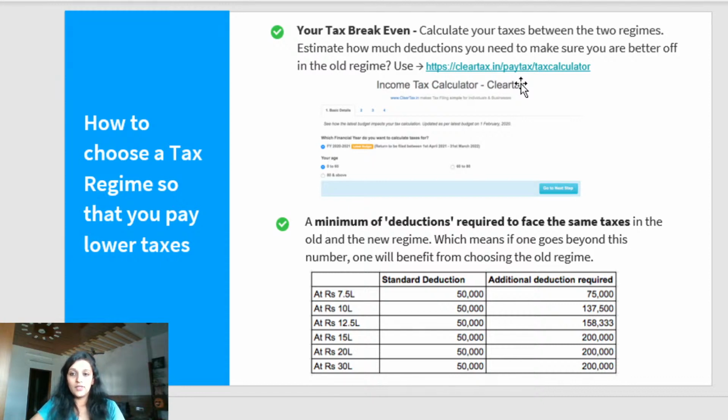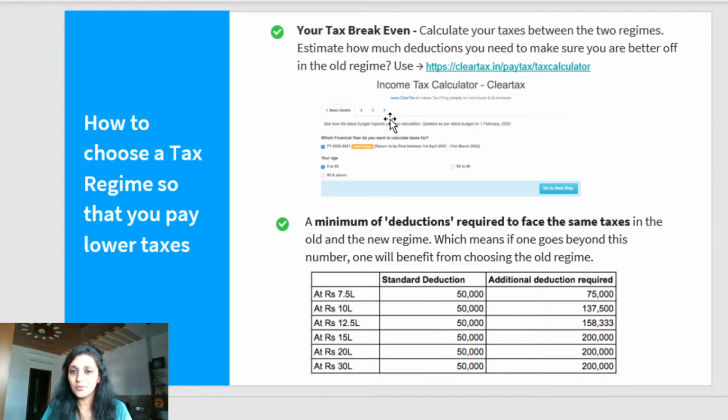When you open this link, you will see this kind of page. You have to select what age group you are falling into, then go on to the next step. In the second point, you fill in whatever salary income you have, or other sources of income, in the respective columns. Then in the third point, whatever deductions you are claiming under section 80, you have to mention that. And in the fourth point, there will be a comparison table in front of you, of the old tax regime as well as the new tax regime.